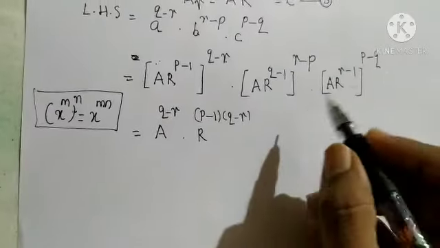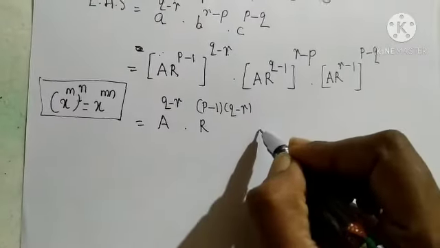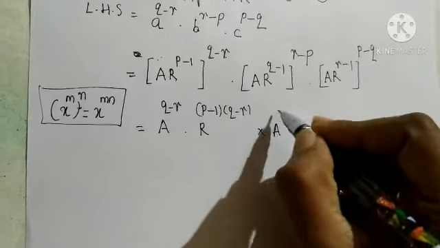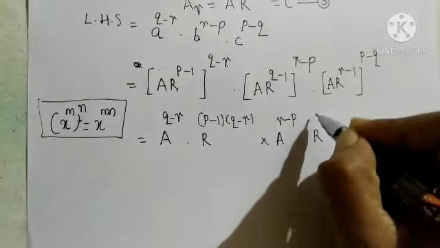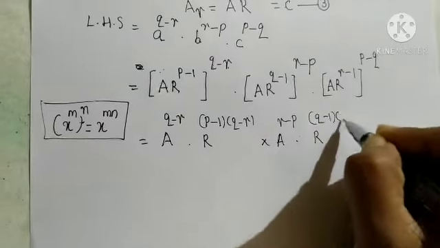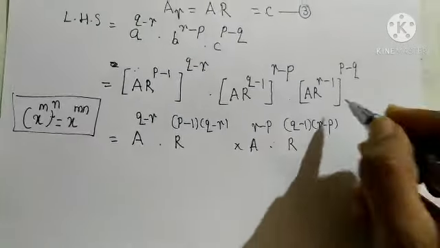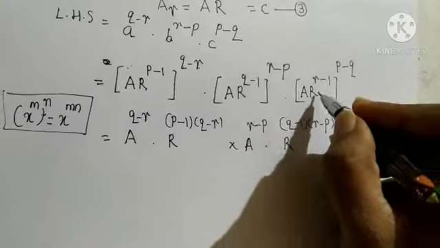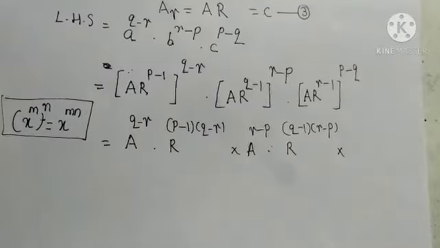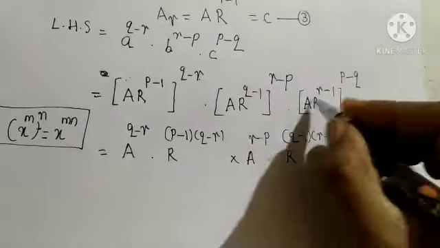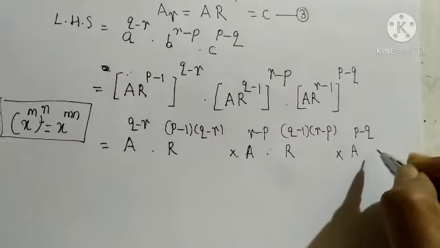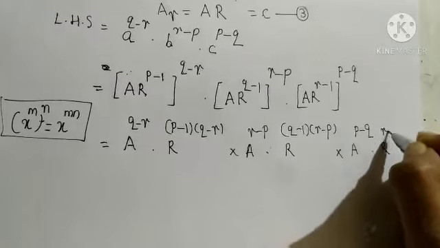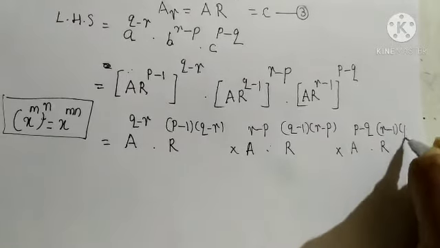Similarly, for the other term, it will become A raised to r minus p into R raised to q minus 1 into r minus p. Using this formula here, it will become A raised to p minus q into R raised to r minus 1 into p minus q.